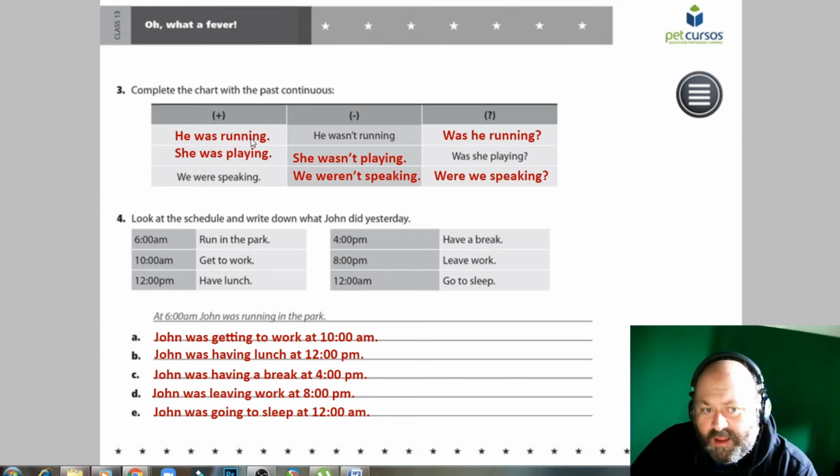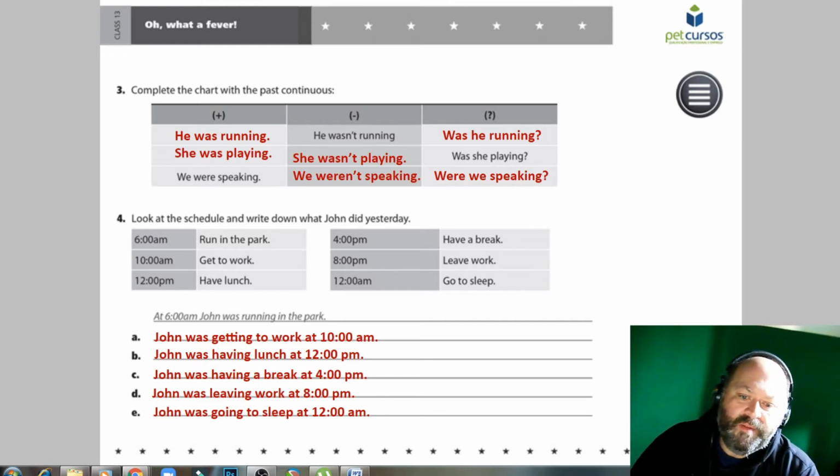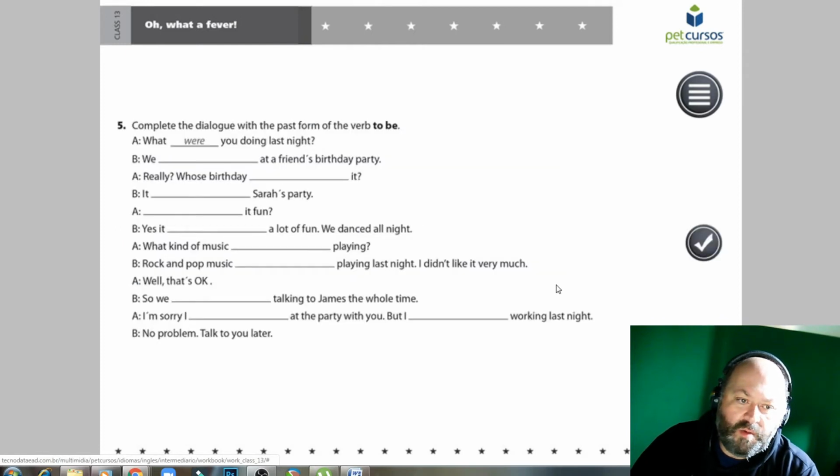He was running. She was playing. We were speaking. Né? Para você falar, você tem que praticar a fala, né? Very good. Let's go on.